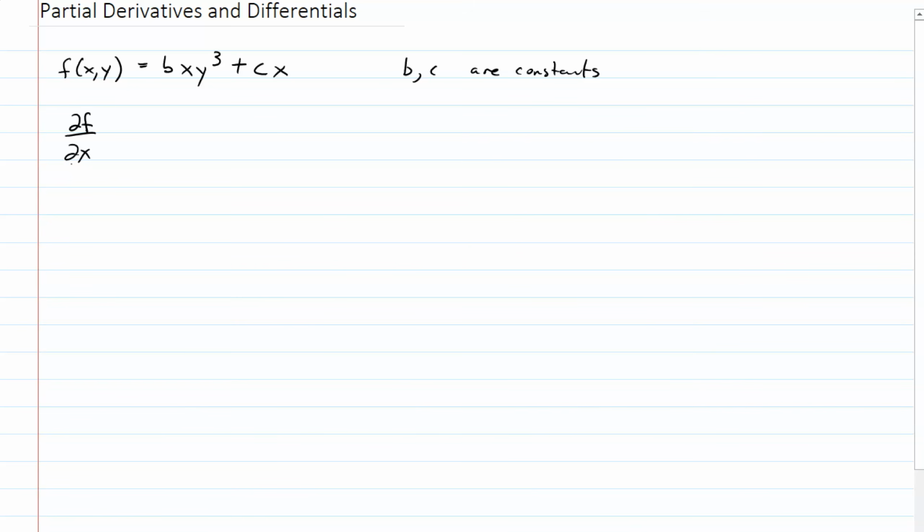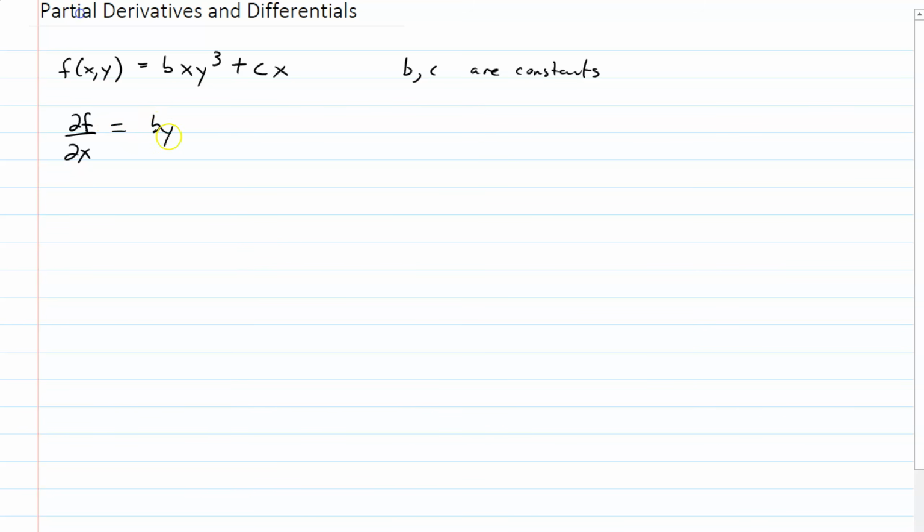variable. So for example, let's say, just as an example, f is equal to bxy cubed plus c times x, where b and c are constants. And I want to take the partial derivative, df dx, of this function. Of course, you probably already know how to do this. If I'm taking the partial derivative with respect to x, then I'm treating everything else, including y, as a constant. Even though y is a variable, for the purposes of the derivative, I keep y constant.